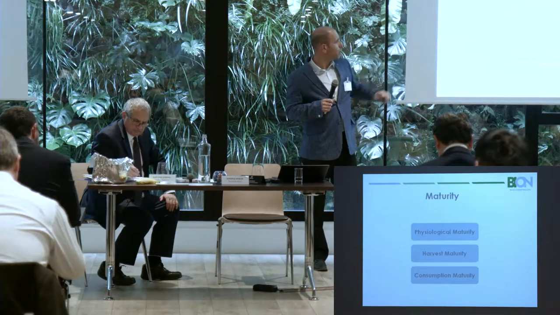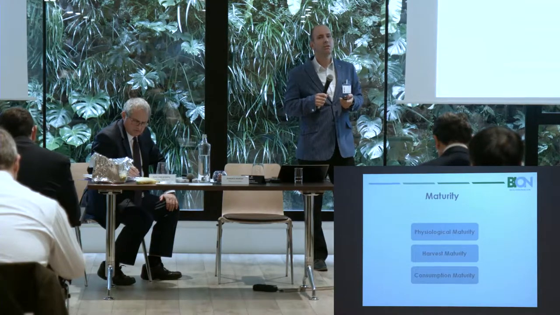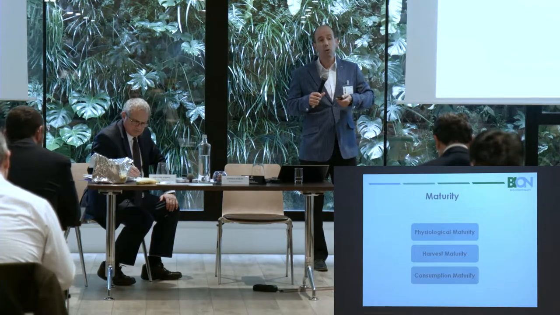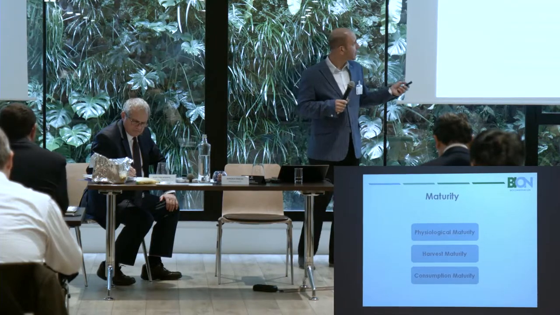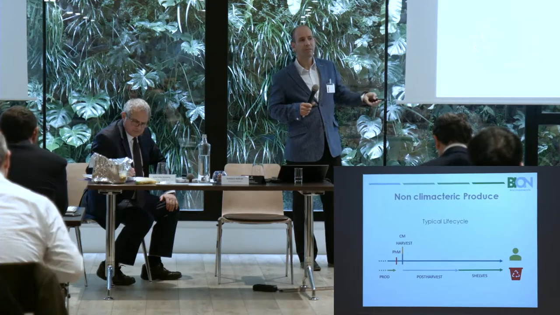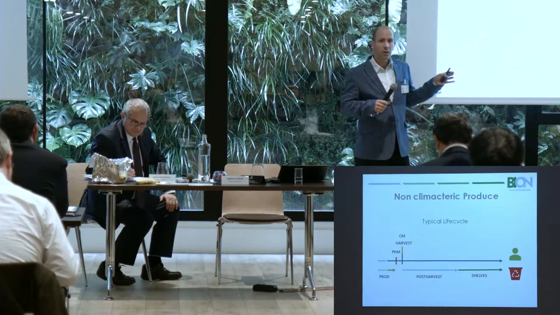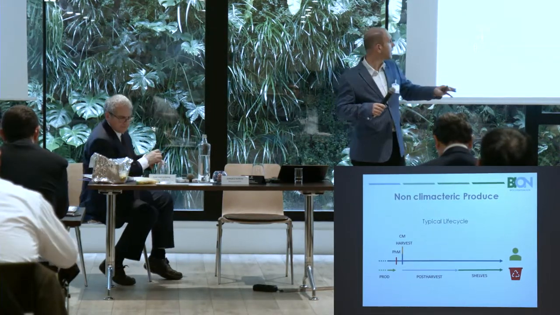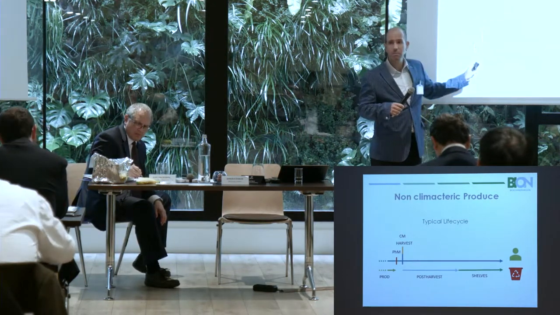And then the third one is the consumption maturity, and that is when it's fully developed for the end consumer, basically that it is ready for consumption. With that in mind, I would like for you guys to check the typical life cycle of climacteric products. Basically, since their main quality parameters do not evolve after being harvested, the three milestones that I talked about can coincide in the same spot.